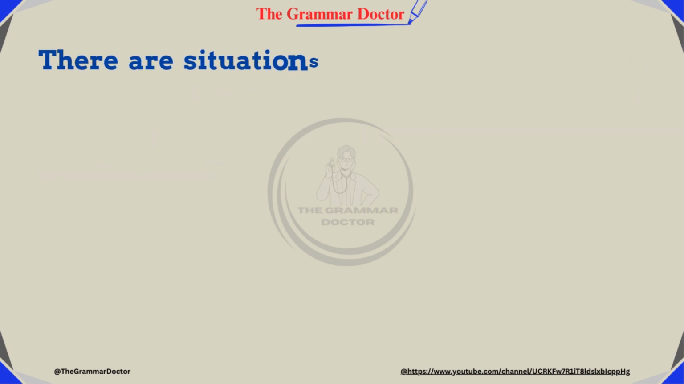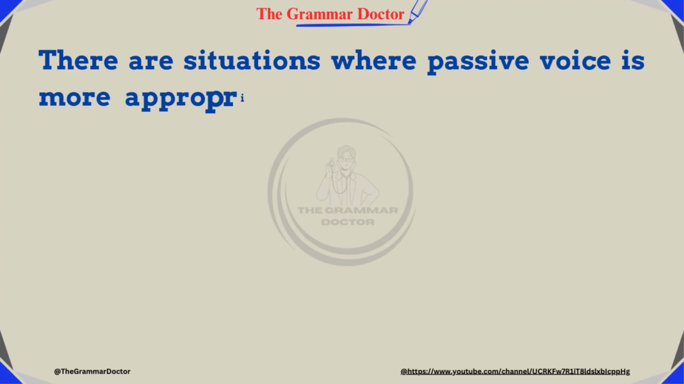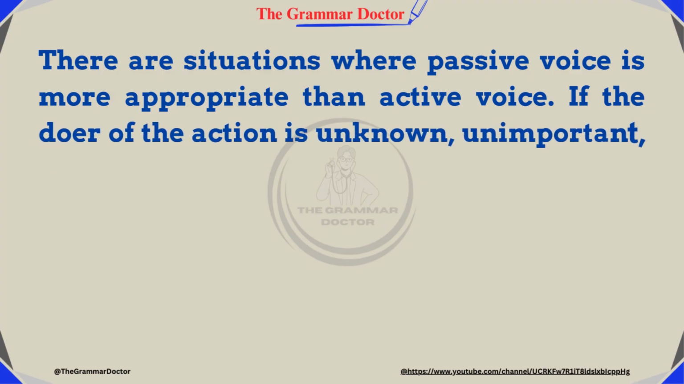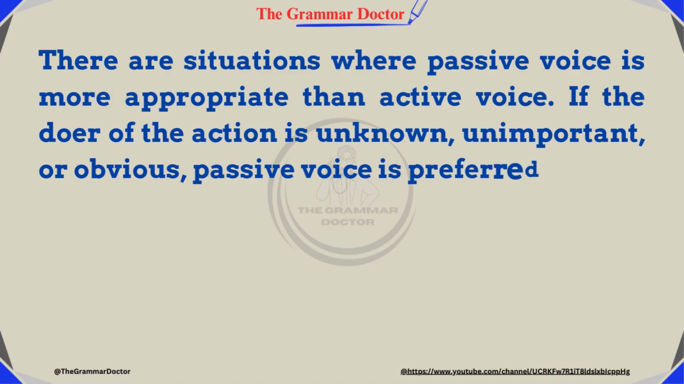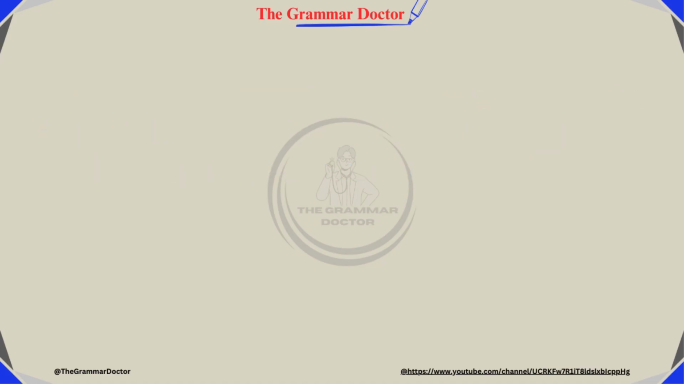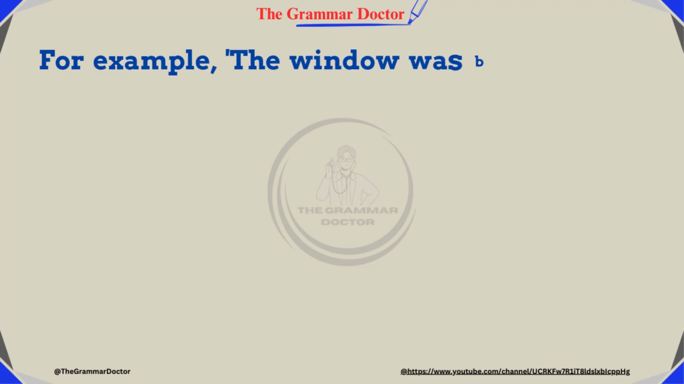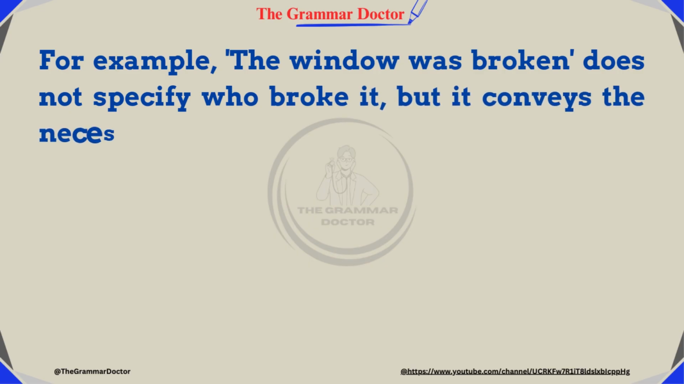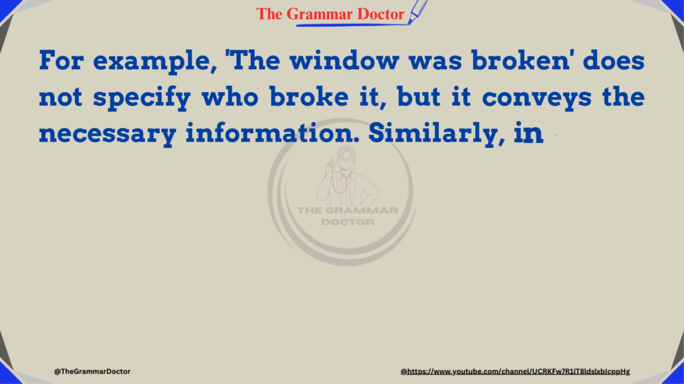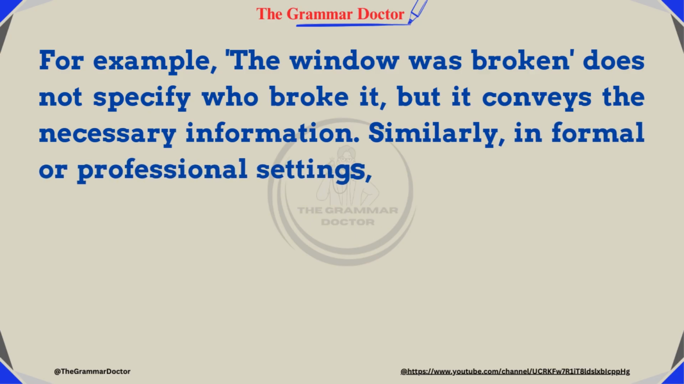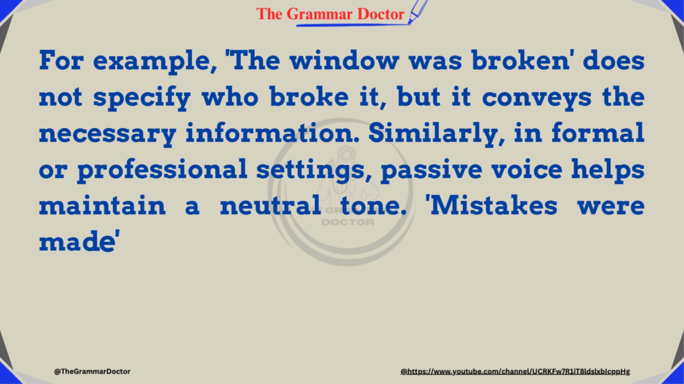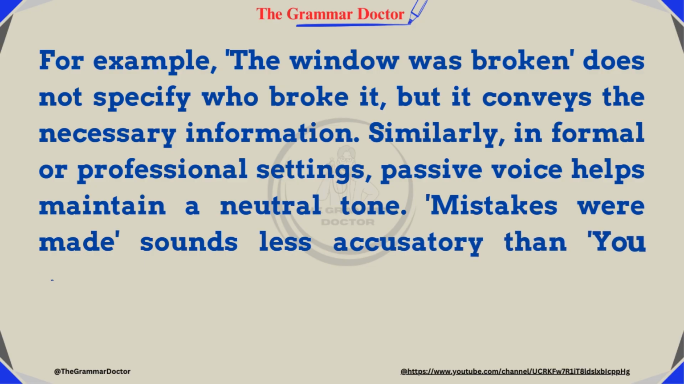There are situations where passive voice is more appropriate than active voice. If the doer of the action is unknown, unimportant, or obvious, passive voice is preferred. For example, "the window was broken" does not specify who broke it, but it conveys the necessary information. Similarly, in formal or professional settings, passive voice helps maintain a neutral tone. "Mistakes were made" sounds less accusatory than "you made mistakes."